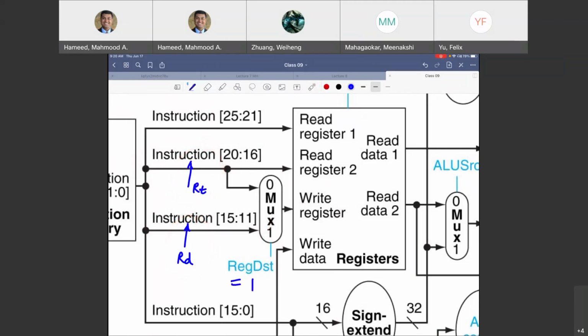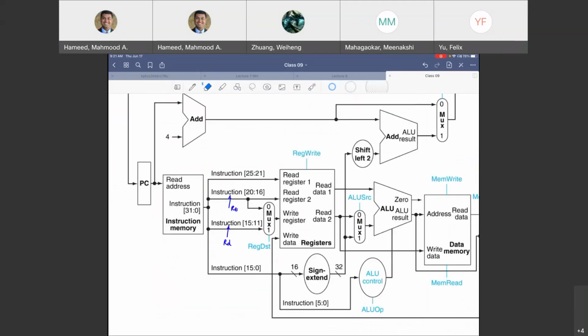A 1. Wonderful. You see this? 0, this goes through. 1, this goes through. You want RD to go through, right? So for add, it will be a 1. How about for load? For load, this is 0, right? RS, RT, this also has to be RT. So for load, it would have been a 0. You guys see that? All right. So now we know why this MUX is being used. I'm going to erase this so that there's no confusion there.